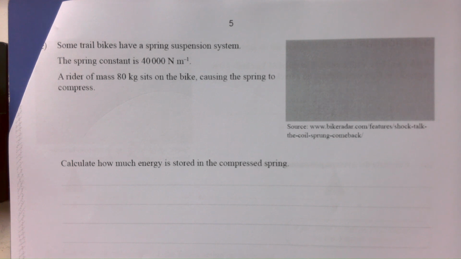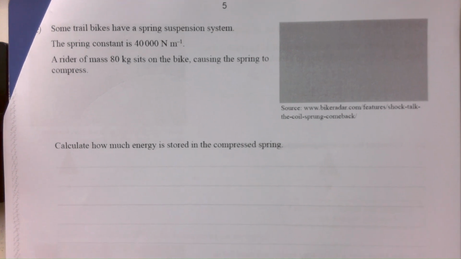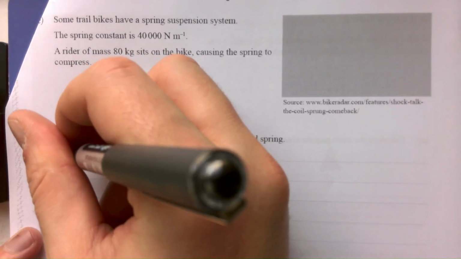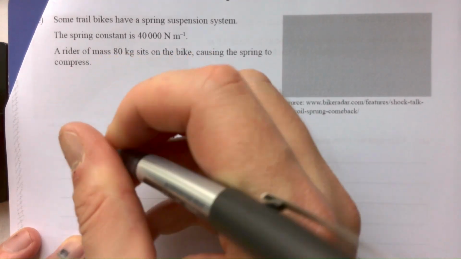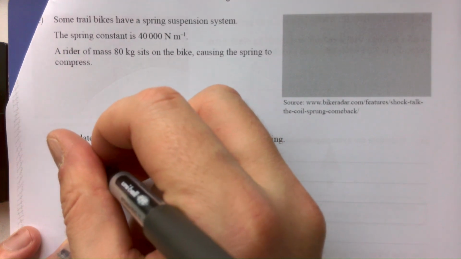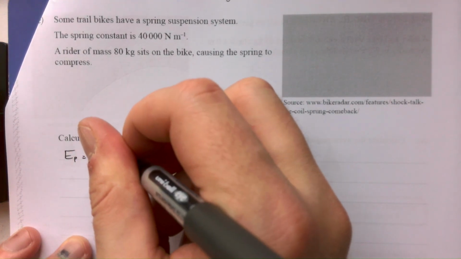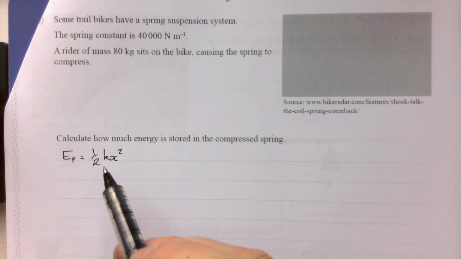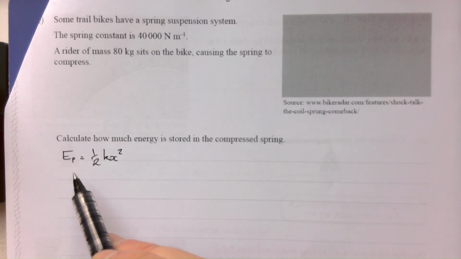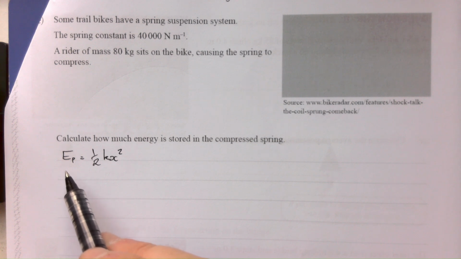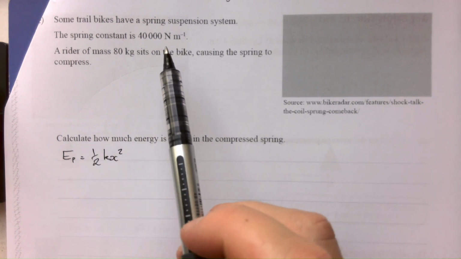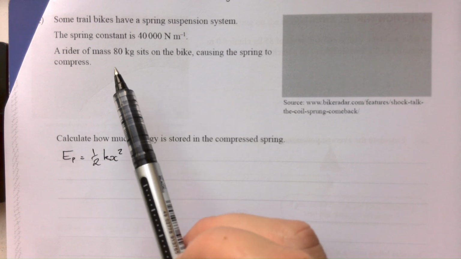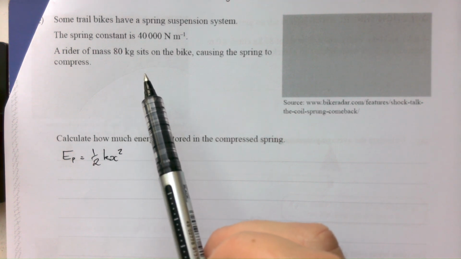Okay, now the equation on our formula sheet, on our resource sheet, for the energy of a spring is elastic potential EP is equal to half kx squared. Now we don't know what this x is, and so at the moment we're unable to work out the elastic potential energy. Now we do know how heavy the rider is and that he's sitting on the bike.